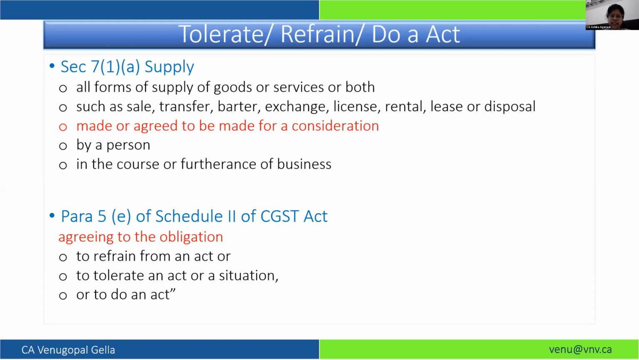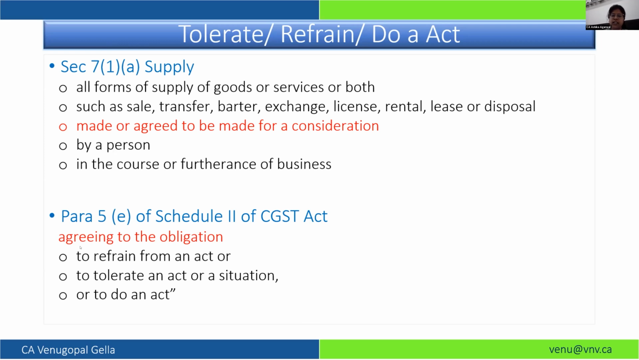So as you will see, the supply definition is very vast. It covers each and everything under its ambit to make it taxable under GST. But it also has a few points which need to be taken care of to determine its taxability under GST. One of the main things which is important for our discussion, for agreeing to tolerate an act, refrain from an act, or do an act, is that it should be made and agreed to be made for a consideration.